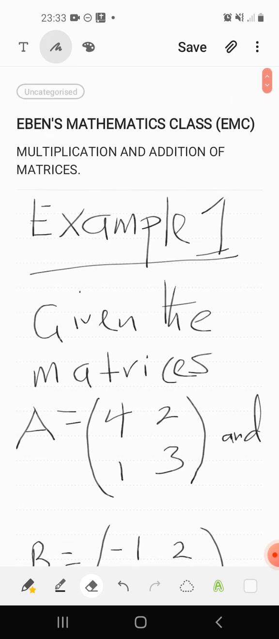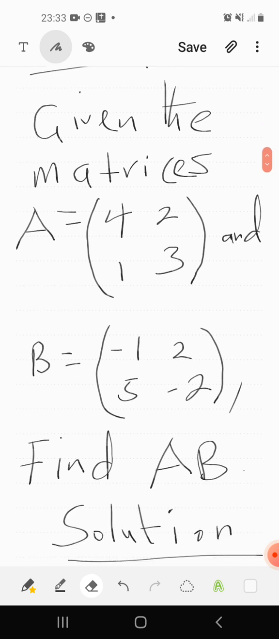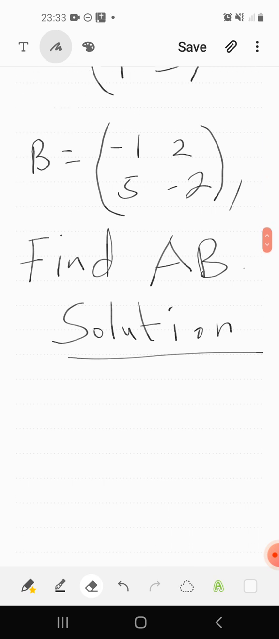So we are looking at what we have for today. Example 1, our first example, or the task we have for today. Given the matrices A is equal to 4 2 1 3 and B is equal to negative 1 2 5 negative 2, we are to find AB.